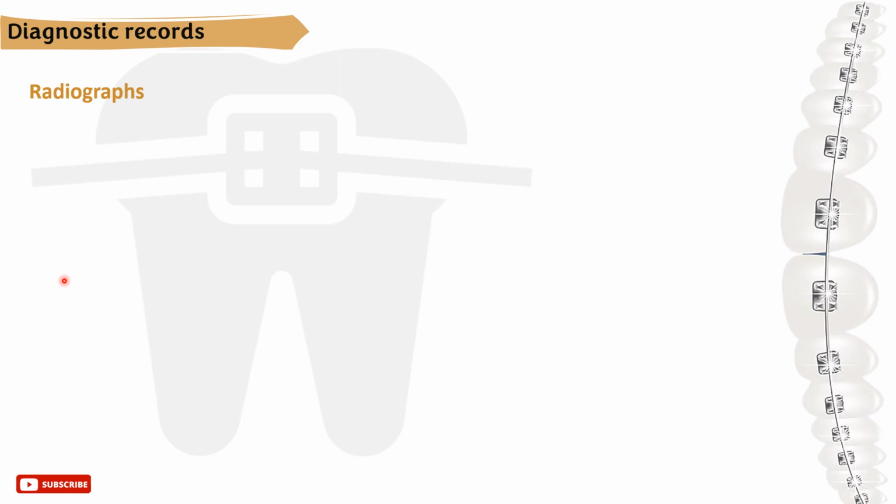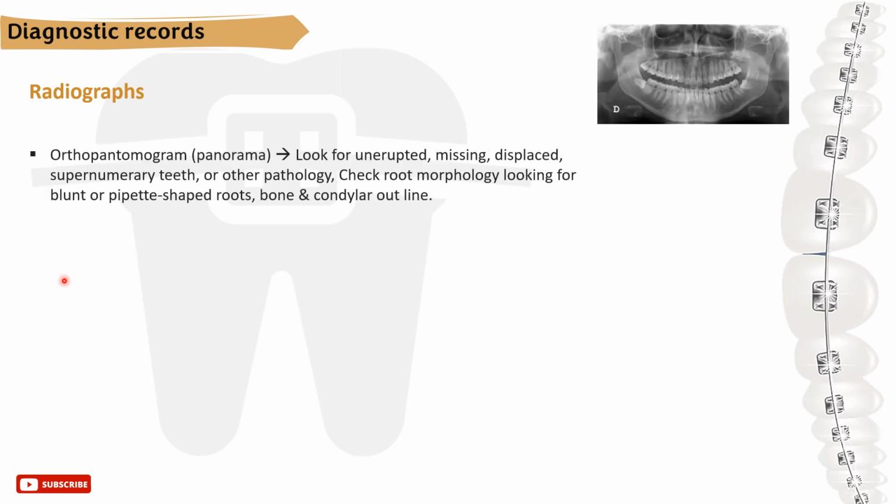Radiographs in orthodontics. Orthopantomograms or panorama. You can use them to look for unerupted, missing, displaced or supernumerary teeth. Also, you can detect any pathology and check the root morphology looking for pipette-shaped roots. Also, you can know the outline and status of the bone and condyles.